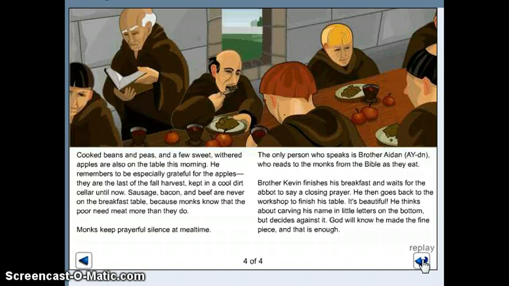Monks keep prayerful silence at mealtime. The only person who speaks is Brother Aidan, who reads to the monks from the Bible as they eat. Brother Kevin finishes his breakfast and waits for the abbot to say a closing prayer. Remember, the abbot is the leader of the monastery. He then goes back to the workshop to finish his table. It's beautiful. He thinks about carving his name in little letters on the bottom, but he decides against it. God will know he made the fine piece, and that is enough.